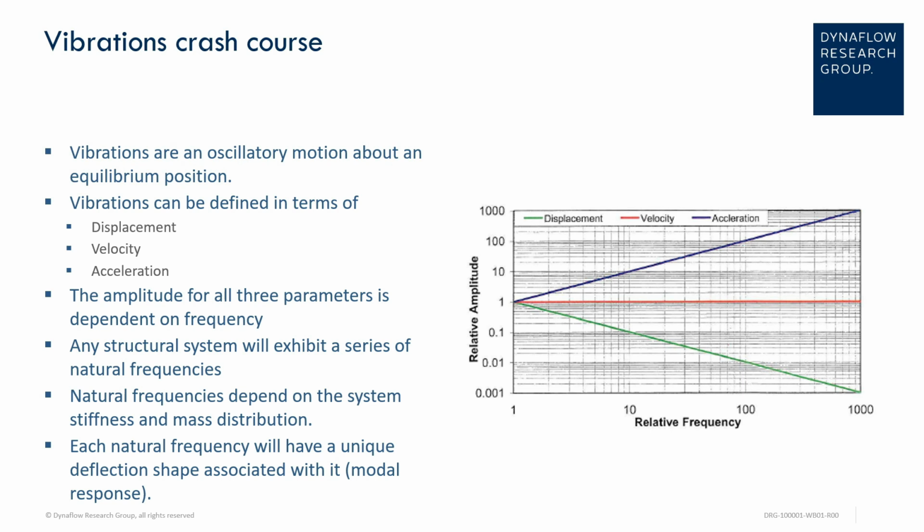Within a structural system there will be a series of natural frequencies. These are problematic frequencies which produce constructive responses between the structure and the vibrations. The natural frequency depends on the system's stiffness and mass distribution, with each natural frequency having a unique deflection shape or mode associated with it.